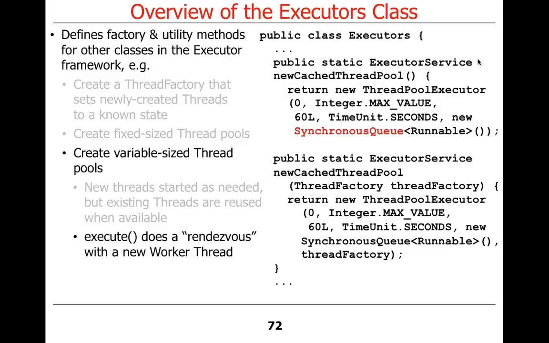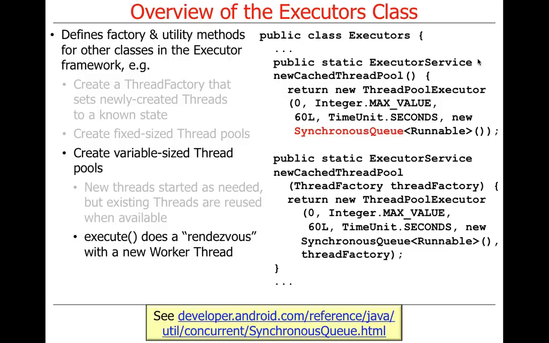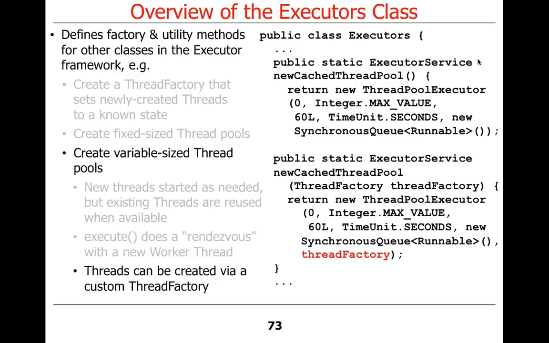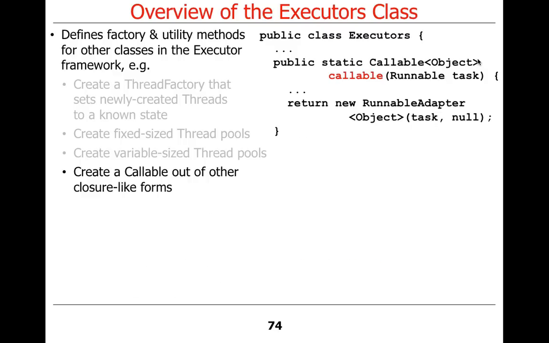Now, when you call execute, it actually does a rendezvous using this weird thing called a synchronous queue. And as I mentioned before, a synchronous queue has this interesting property that it will block until something is taken from it. So an offer call, or a put call, will block until someone comes along and does a poll or a take. And of course, threads can be created by the thread factory.